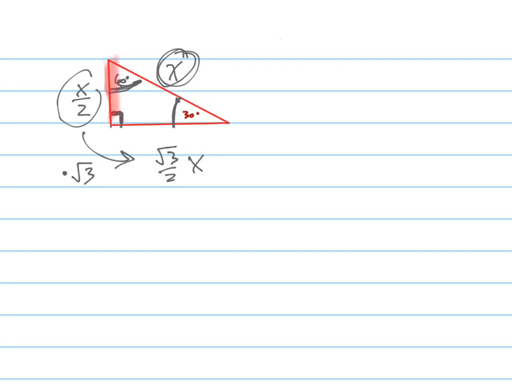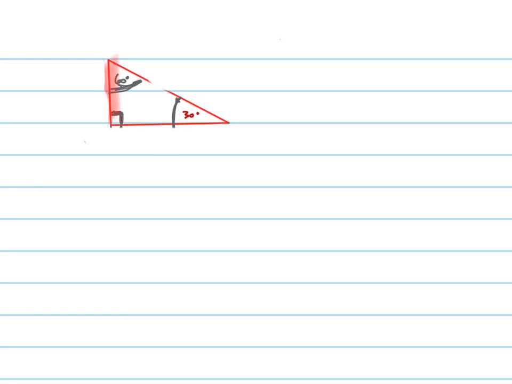Now, what if they gave you this side down here? What if they told you instead, hey, this side down here is 2? If they give you this, it's the hardest one. If they said this is 2, let's say, to go from there to the smallest side, instead of multiplying by root 3, what's the inverse of multiplying by root 3? I would divide by root 3. So this is 2 over root 3. Yeah, but then how do you simplify 2 over root 3?